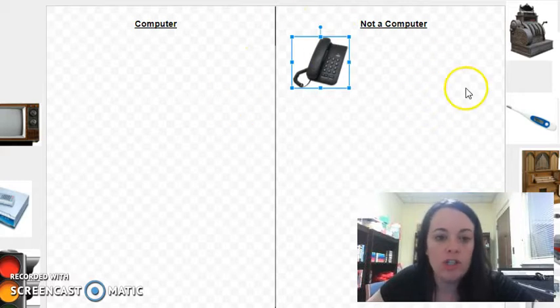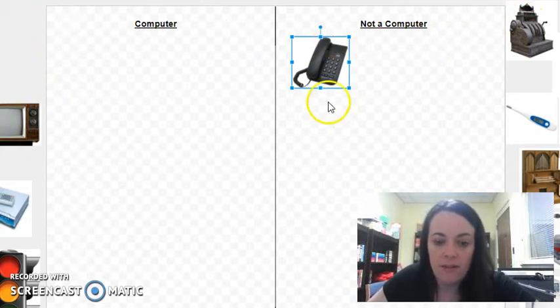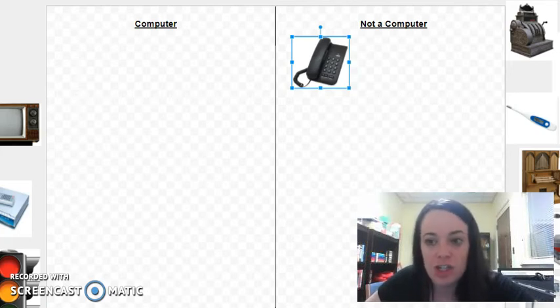Okay, once you have finished this, you want to make sure that you click turn in the top right corner. Okay, so again, move all of these objects into a category, computer, not a computer. You are not allowed to leave it on the left and right sides. You can't say it's neither. It's got to go somewhere. And click turn in the top right corner. Okay, so pause this video and do that now.